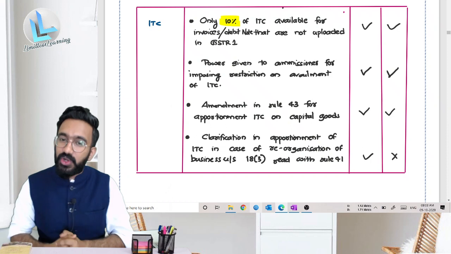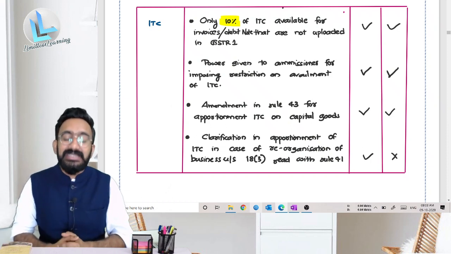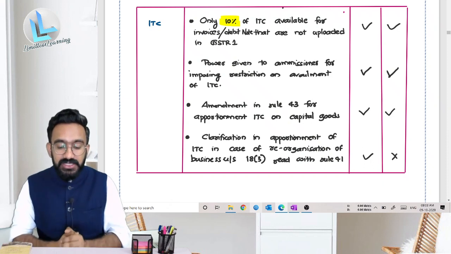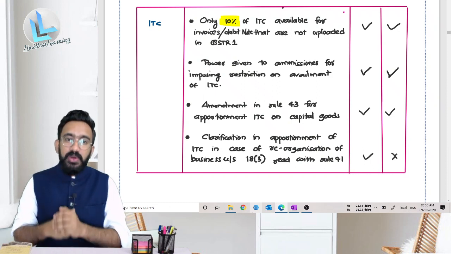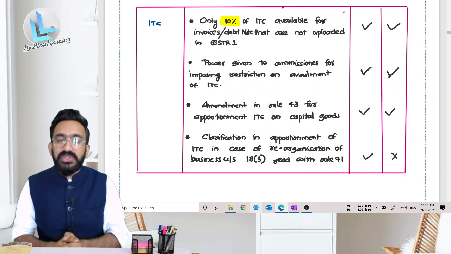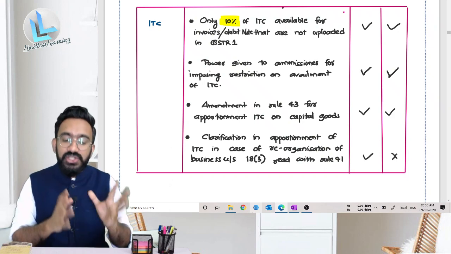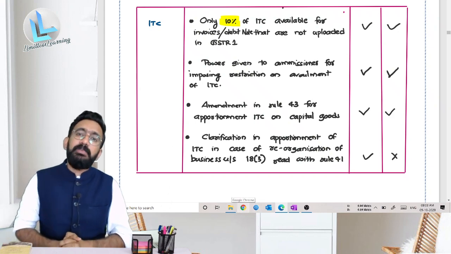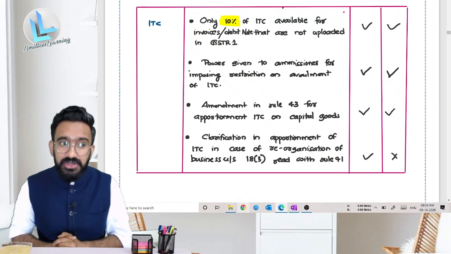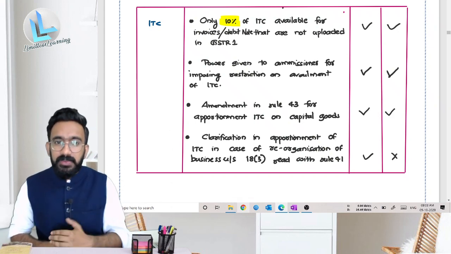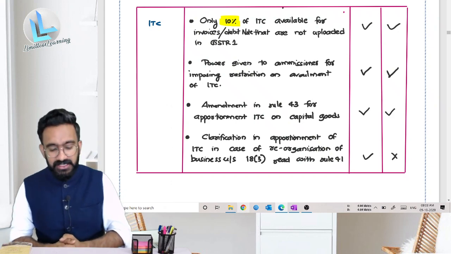Let's go through the 4 amendments to get an idea of what this amendment is all about, and then we will go ahead with details. First one is that only 10% of ITC is available for invoices and debit notes that are not uploaded in GSTR-1. There was a provision earlier saying that 20% of ITC will be available for those invoices not reflected in GSTR-1 uploaded by the supplier, for the registered recipient to take ITC. Now that percentage has been reduced to 10% from January 2020, and that's made applicable for the November examination.